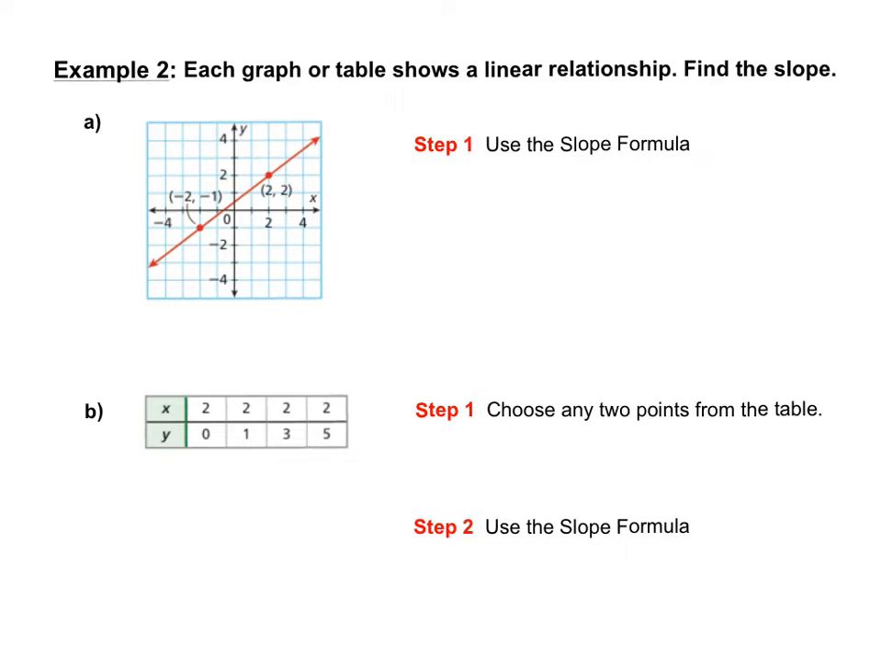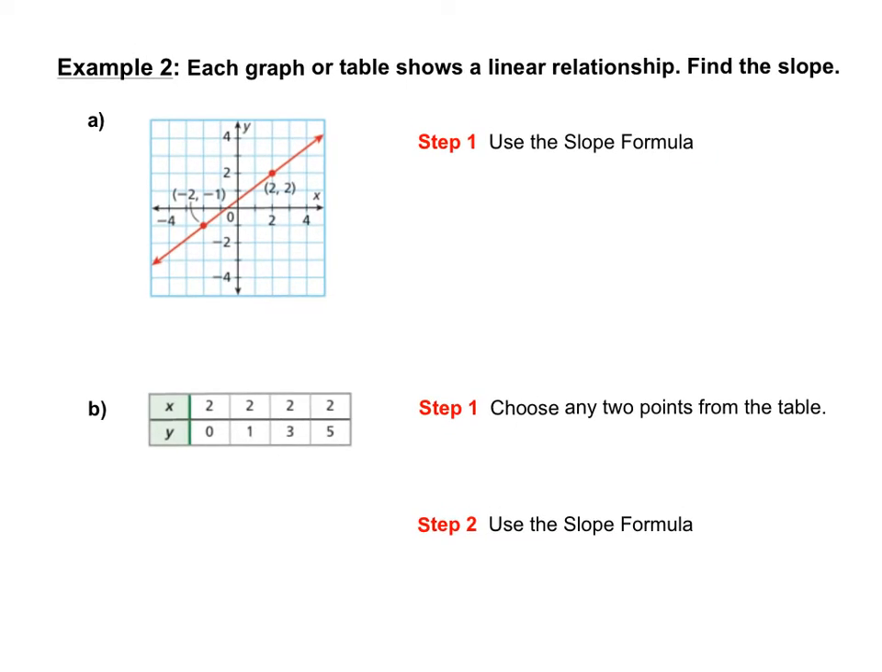Okay, example 2, we're going to use the slope formula first to find the slope. So m equals y2 minus y1 over x2 minus x1. I'm going to label; it doesn't matter which one you pick as your x1, y1. But I labeled mine this way, so my y2 is going to be 2 minus -1 over 2 minus -2. Remember, these are double negatives, so they become plus. So I get 3 over 4 as my slope.